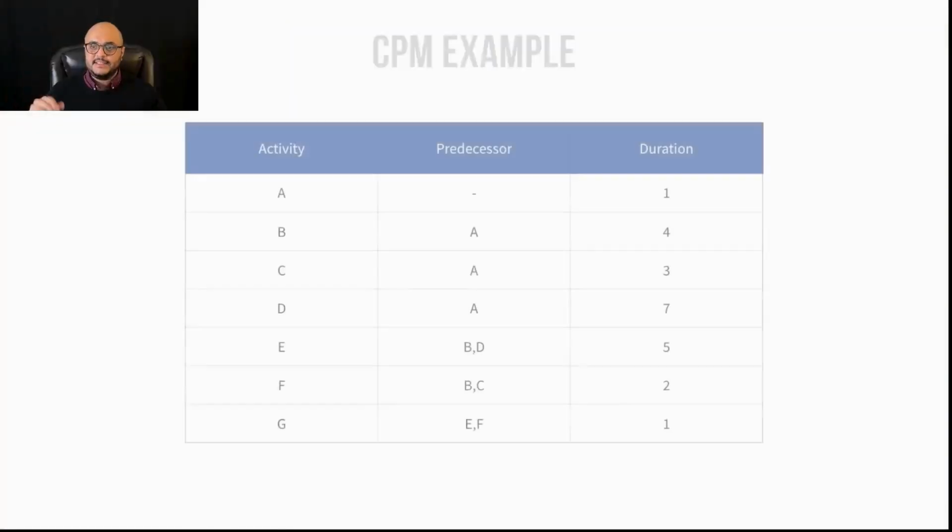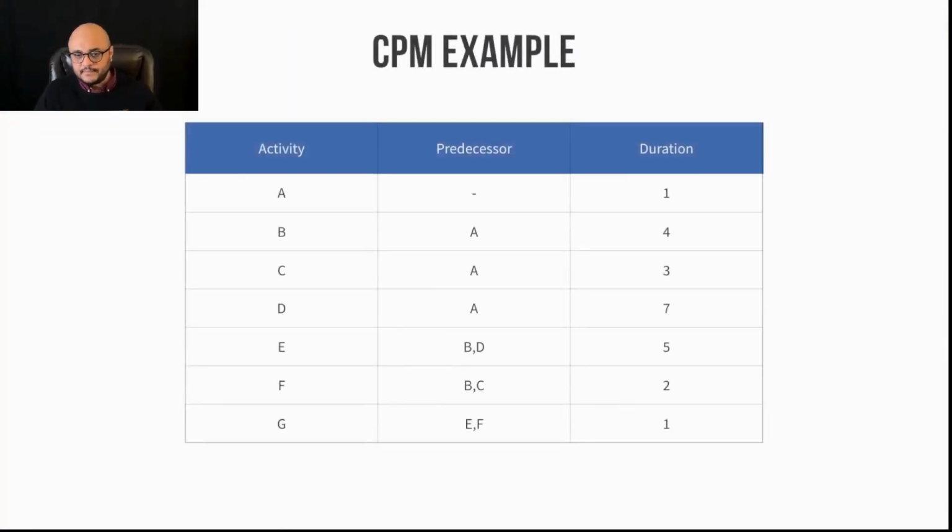So let's define an example first. In this example, I have a table in front of you here that lists activities A through G. For each activity, we also list the predecessor. For example, activity B: the predecessor to activity B is activity A. So essentially, this is called sequencing activities. Activity B comes after activity A. Same for activity F. It comes after activity B and C. The predecessor to activity F is B and C.